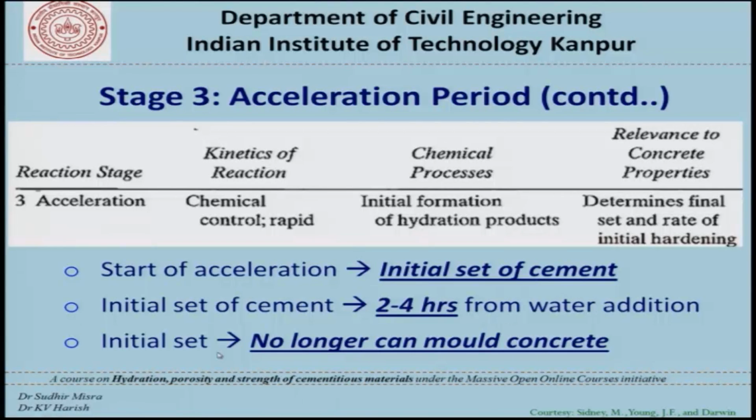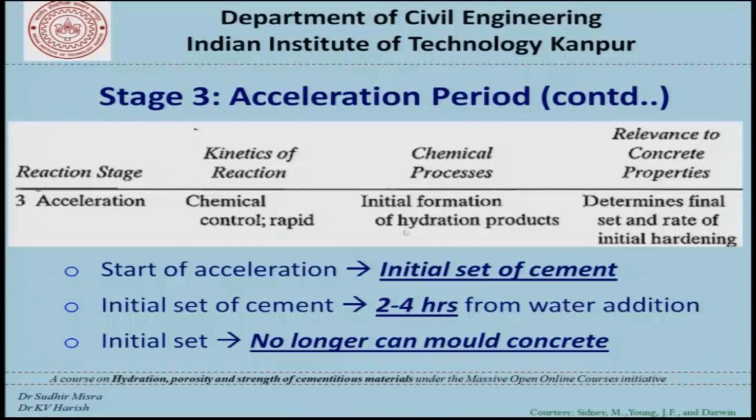Third one is more and more calcium ions from cement grains go into solution, and this basically increases the degree of hydration. Degree of hydration is defined as the amount of cement grains that actually participate in the reaction. The relevance that it makes to concrete properties is that this basically defines the initial and final set period.